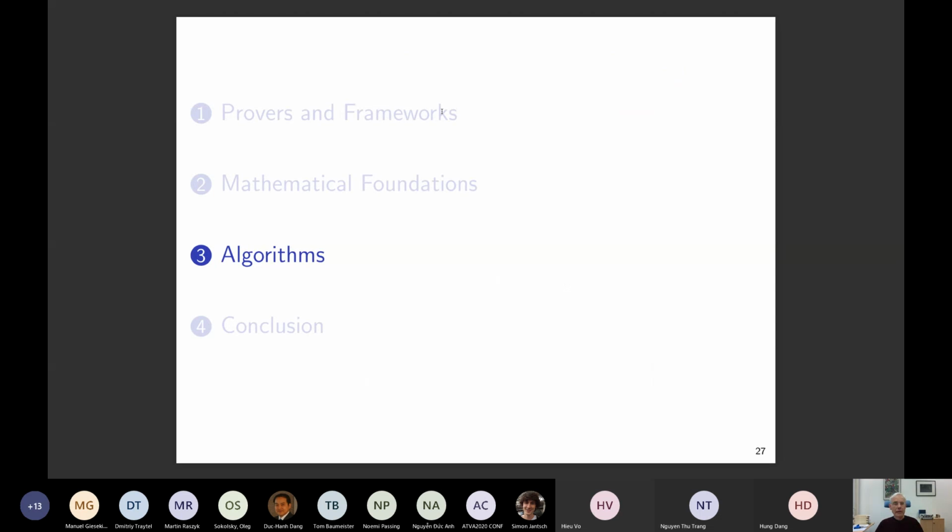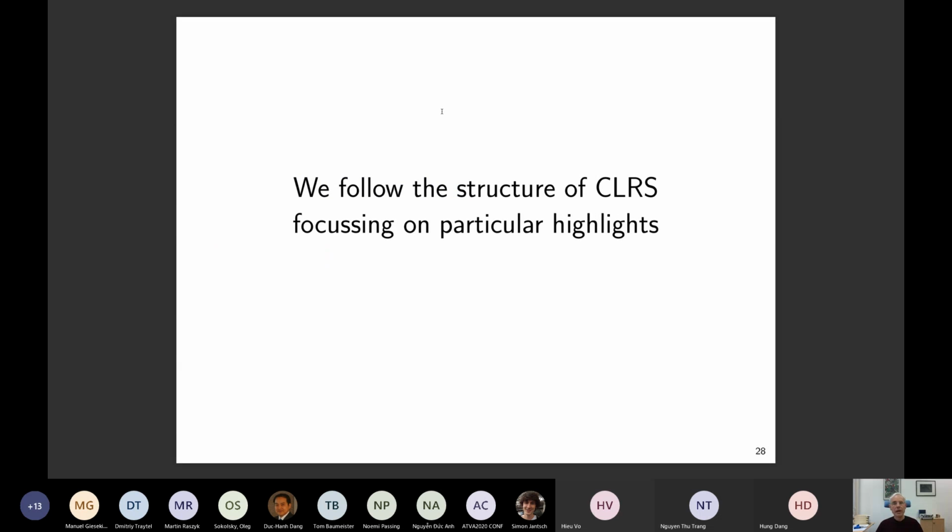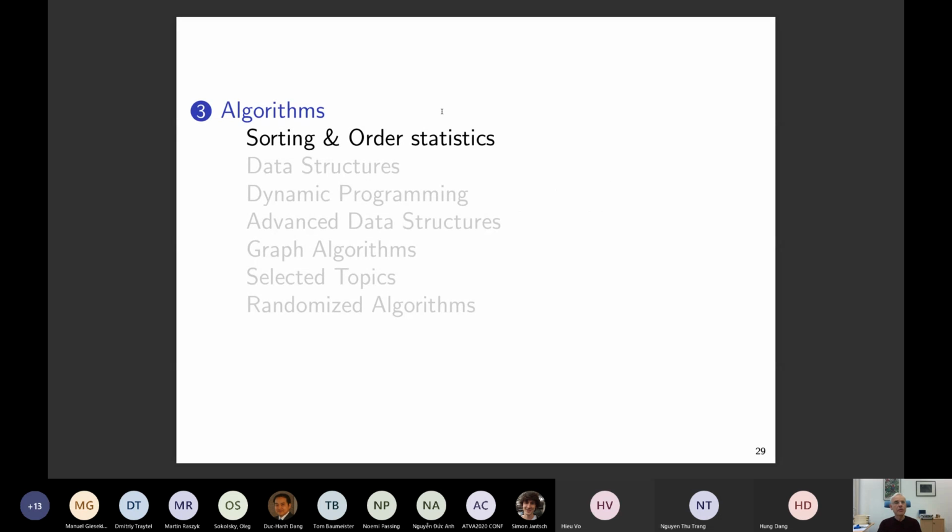Now, so much for some interesting mathematical foundations. Now let's move on to algorithms. What is the state of the art in verifying these textbook algorithms? We follow the structure of CLRS, but we don't cover all of it. We focus on particular highlights. And we start with sorting and order statistics.